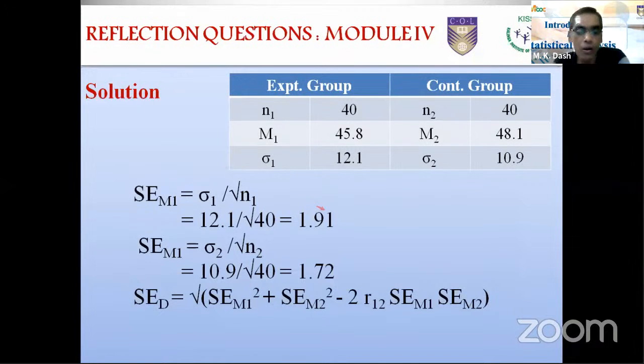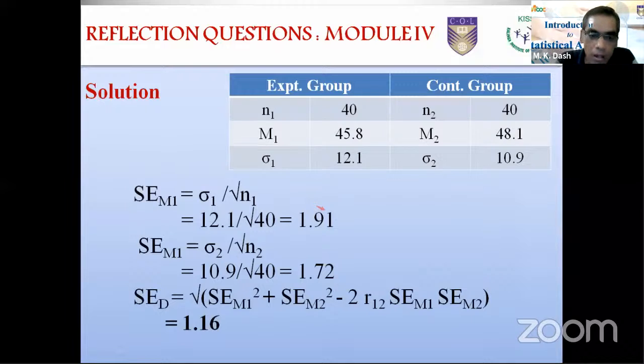This is the formula that is already given in your module. This is not anything new I have brought from somewhere else. Very clearly it has been given, and one problem has been solved in the module. See, what is the answer? The answer is 1.16. So the standard error of difference between the two means is 1.16.